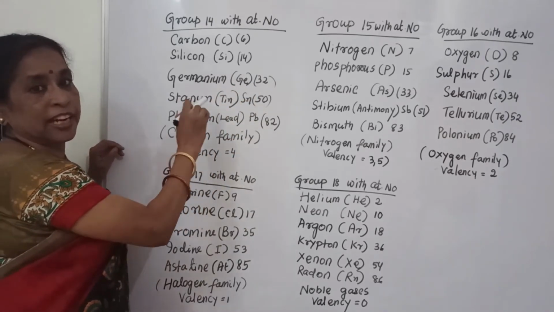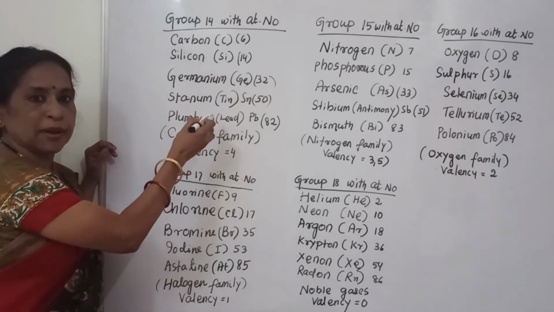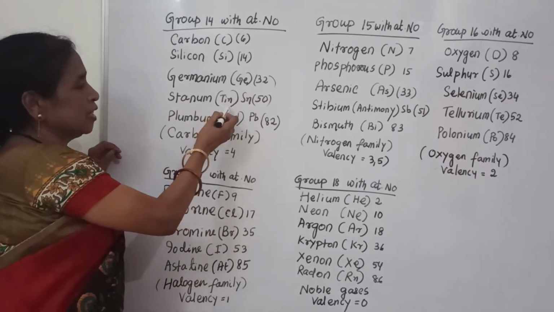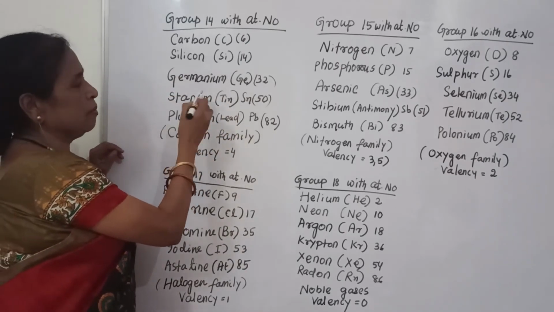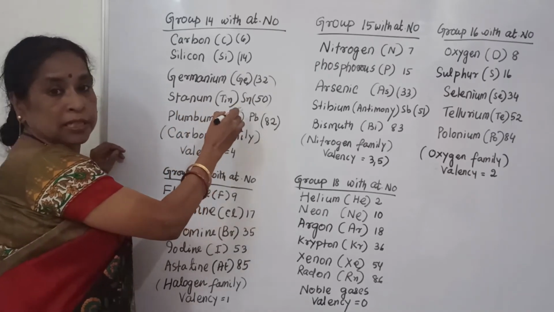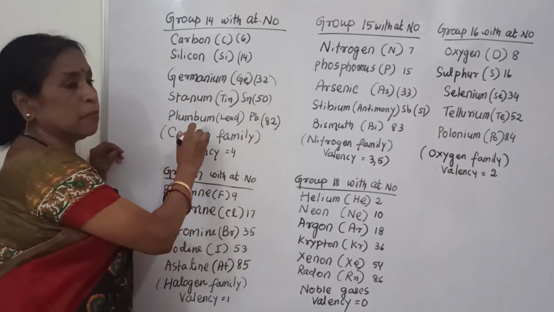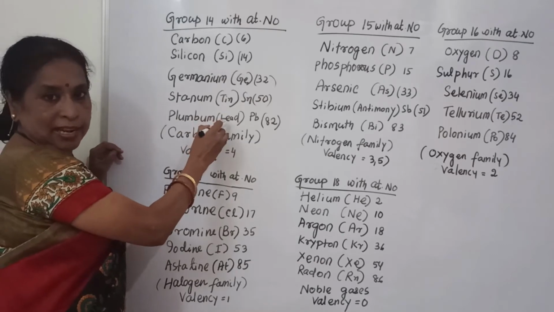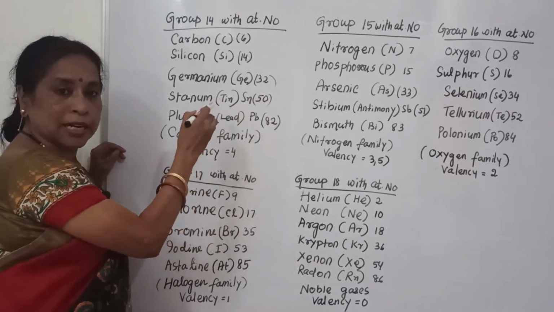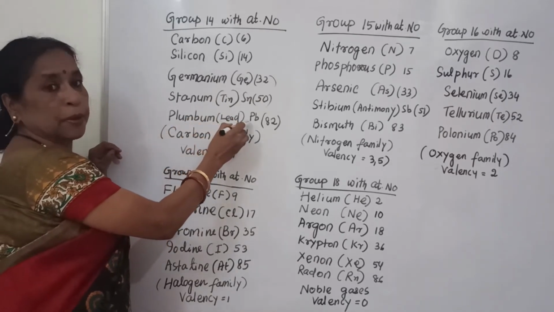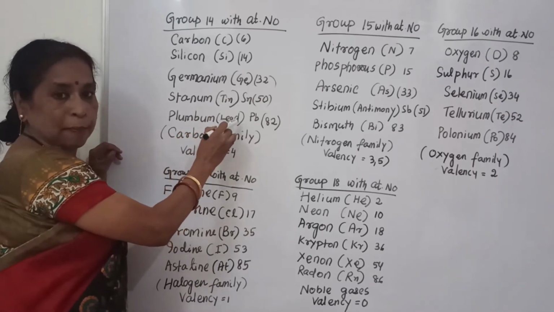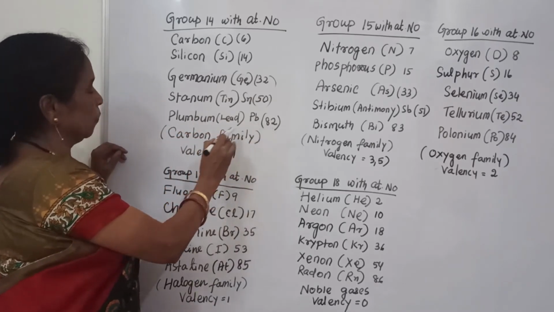Stannum, tin. Tin is the English name, and in English it is famous. That is why you should remember stannum and tin both, and symbol is Sn, 50. Plumbum, in English it is lead, so you also remember lead, and also the symbol Pb from plumbum. P is the capital, b is the small, 82.